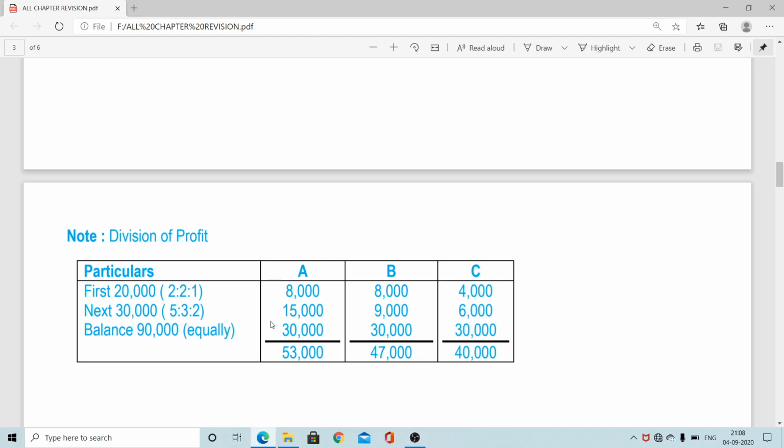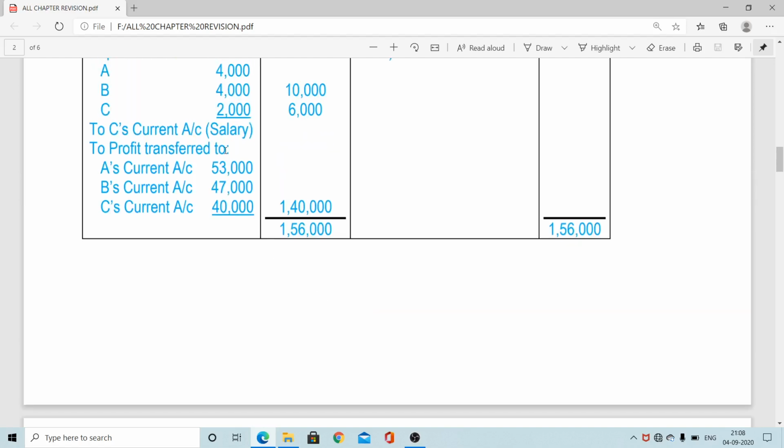Total it is 1,40,000, minus 50, which is already distributed in the first and second phases. So the third phase is coming 90. 1,40,000 minus 50,000 is 90,000. That will be distributed equally, 30, 30, 30. The total profit of A is 53, total profit of B is 47, total profit of C is 40, so that is 53, 47, 40, totaling 1,40,000.